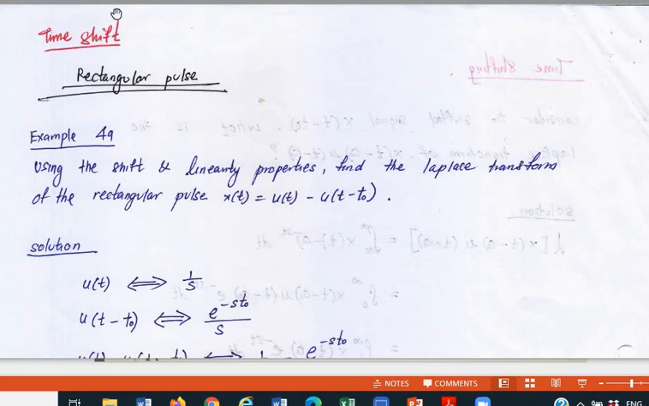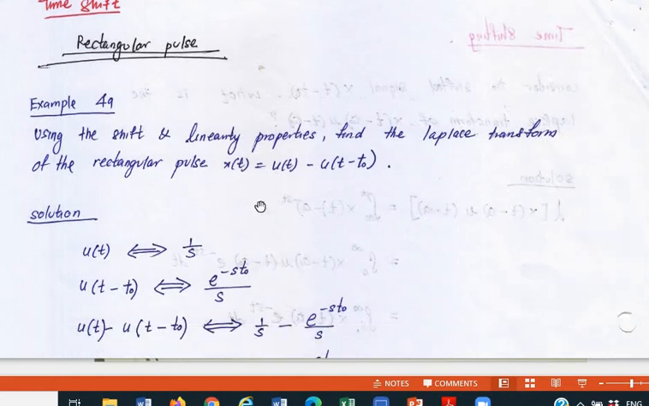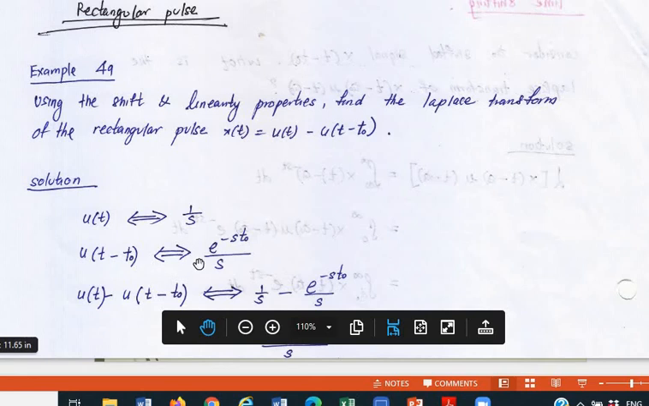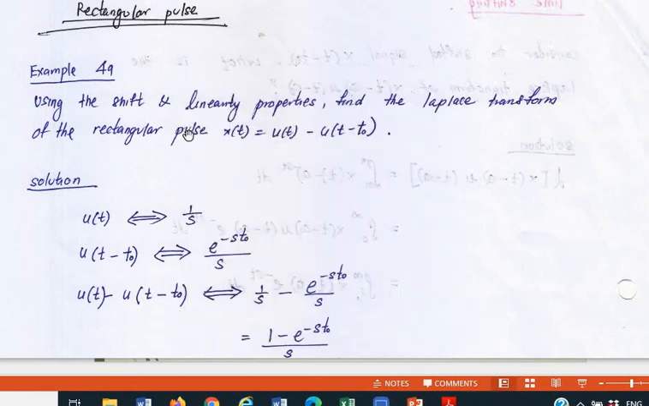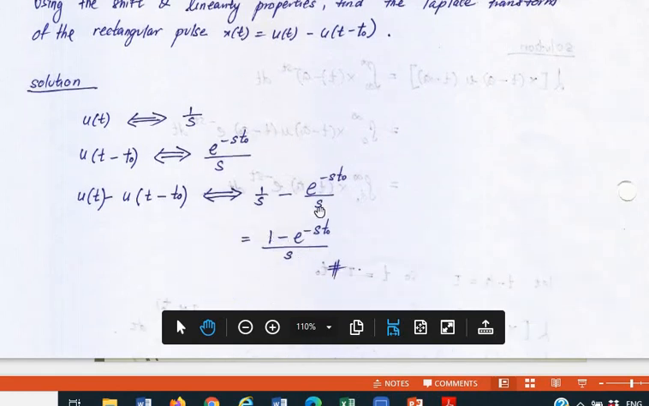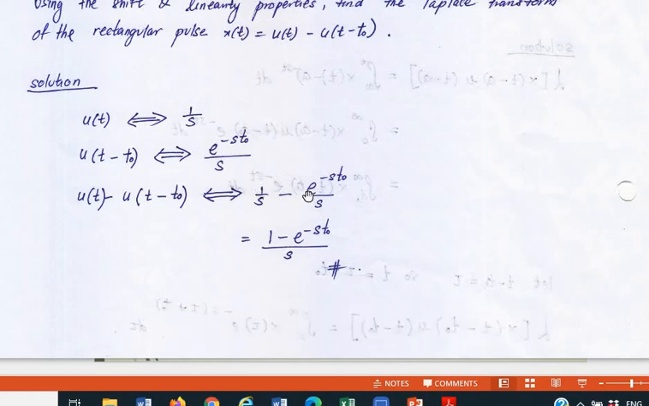Okay, let's look at the time shifting property for the rectangular pulse. Using the shift and linear properties, find the Laplace transform of the rectangular pulse if x(t) is equal to u(t) minus u(t - t0). We know from the Laplace transform table that u(t) is equal to 1 over s, and u(t - t0) is exponent minus st0 over s. So for u(t) minus u(t - t0), you will get 1 over s minus exponent minus st0 over s. Simplify, and you get 1 minus exponent minus st0, over s.